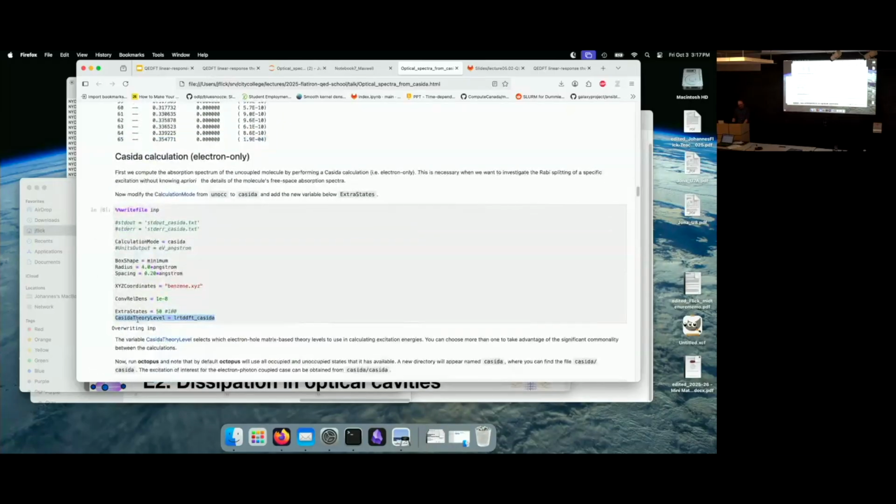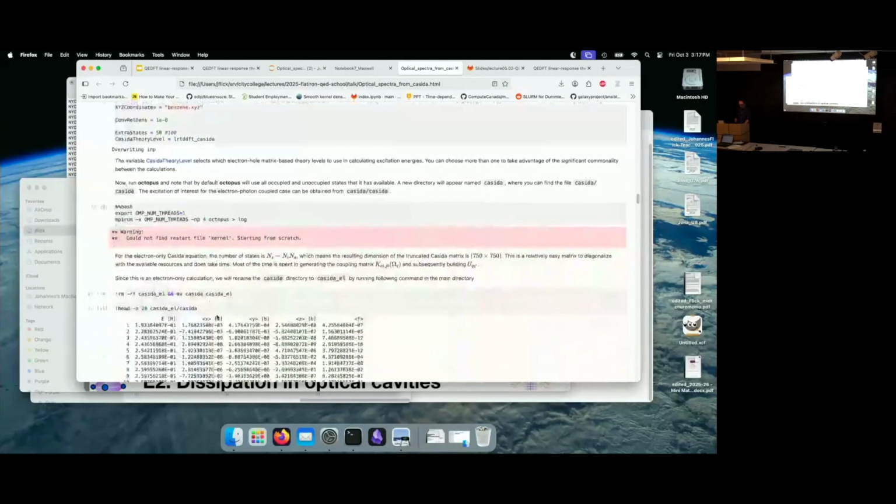So that gives us run mode, calculation mode Casida. We set that up. Again, we use these 50 extra states, and then the Casida theory level. Here it's a long name, but it's linear response TDDFT Casida. There are different options, some approximations one could do. We do the full theory, and this is what it calculates.